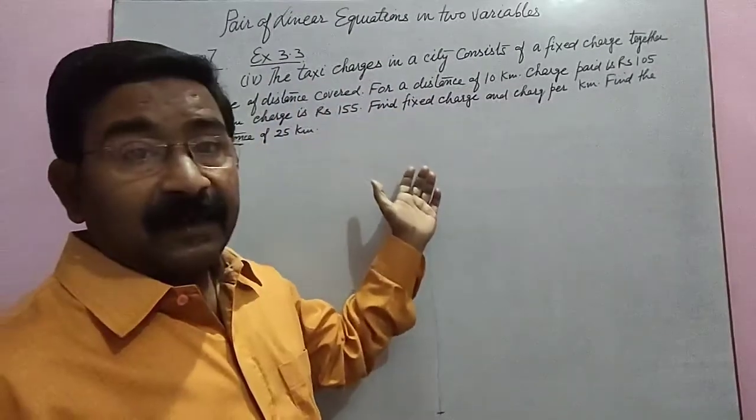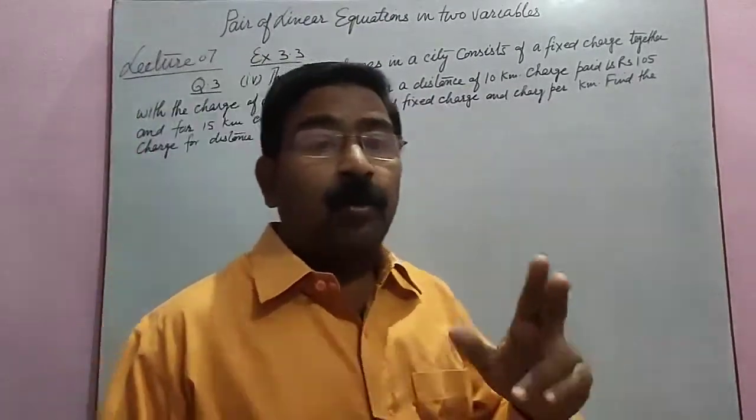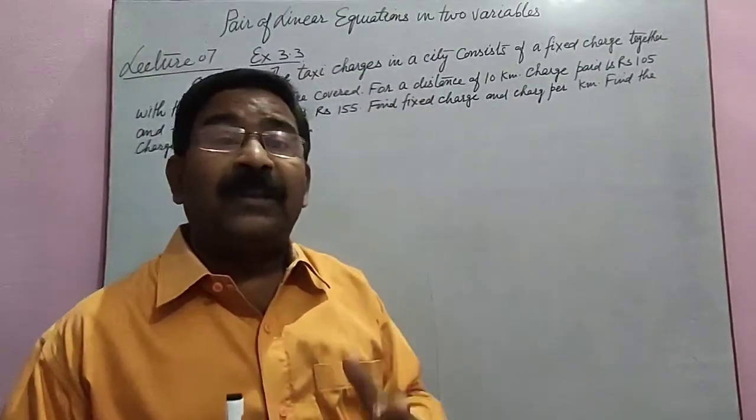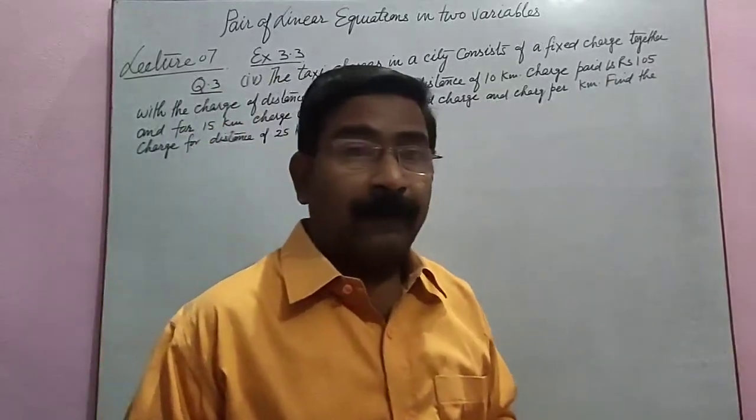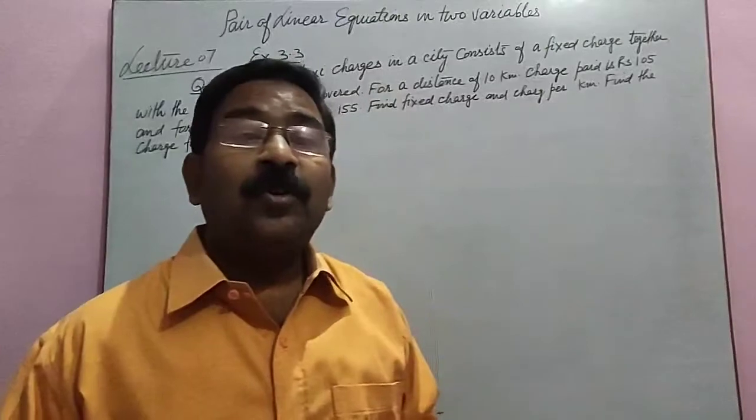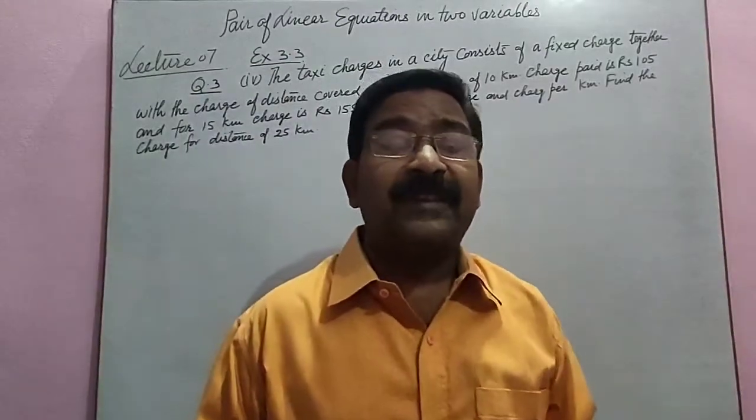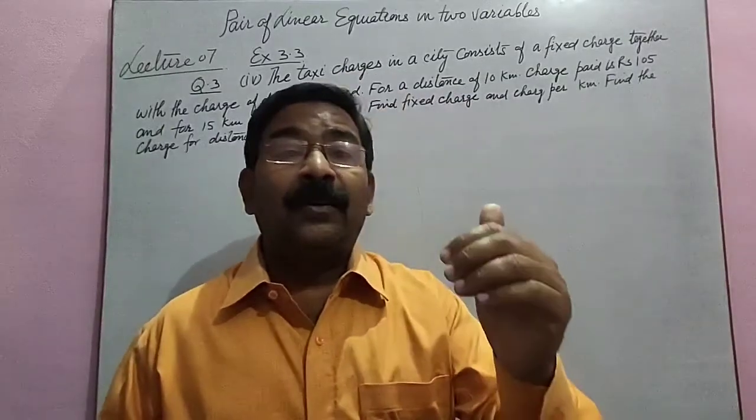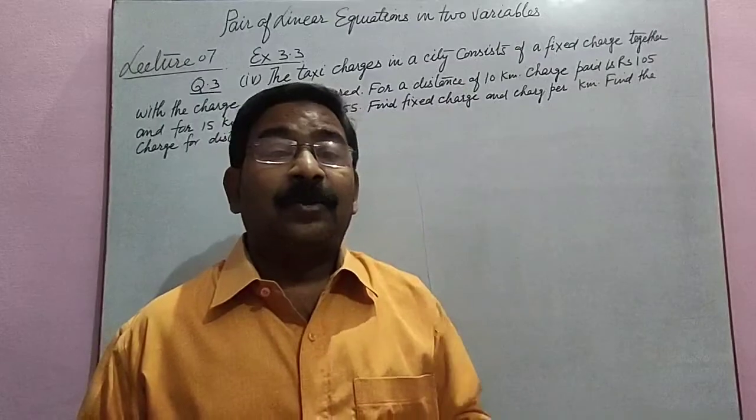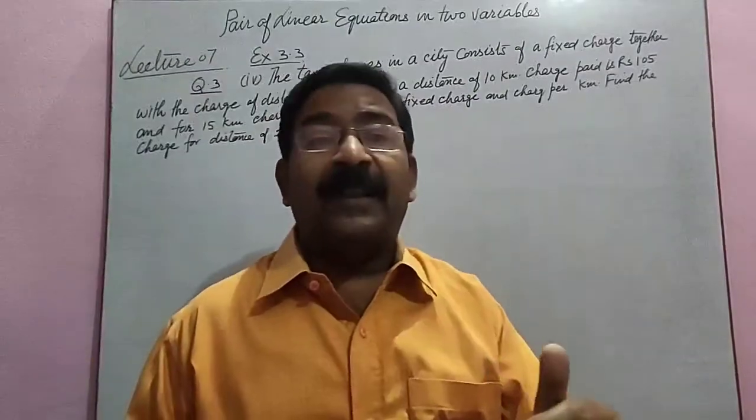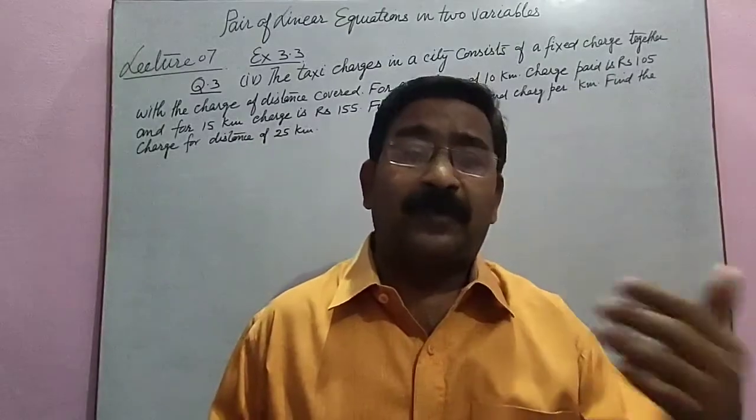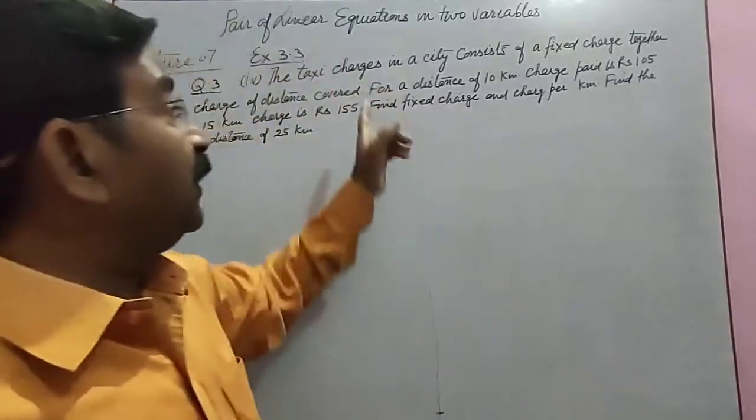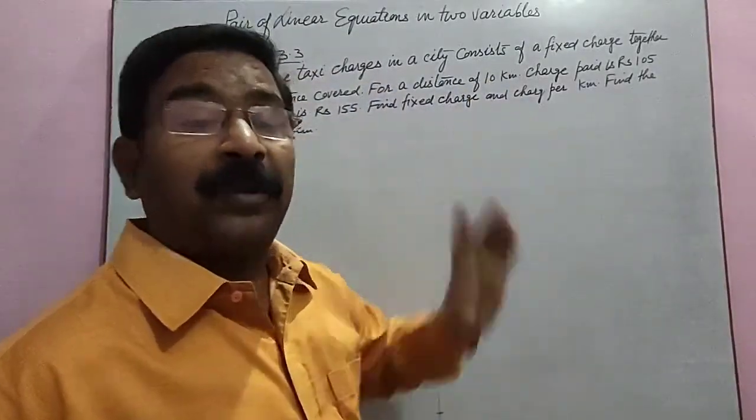So if you hire a taxi, you have to pay two kinds of fares. One is the fixed charge and after that, together with it, the distance covered. Suppose you have to go 5 kilometers, you are hiring a taxi and the taxi charge is 15 rupees. So he will charge 15 rupees and after that some rupees per kilometer. So this is the way to solve. Here we have the fixed charge and the fare per kilometer.